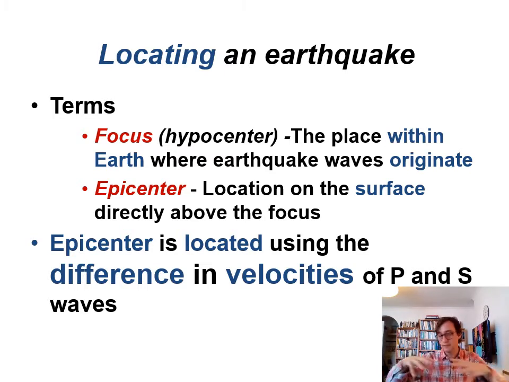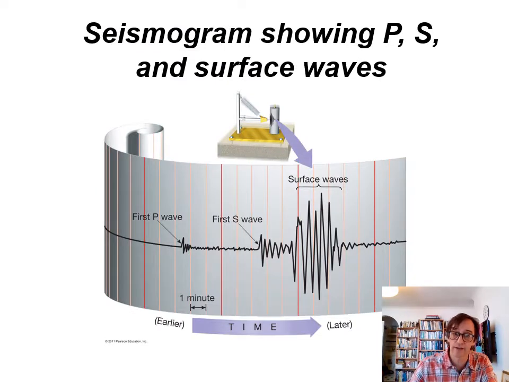Where did it occur? In the state of California, within China, within whatever country you're in. So the epicenter is located using the difference in velocities of the P and the S waves. So here's a seismogram reading, which is what a seismograph produces. Here it's a rotating drum, and here are the squiggles when the energy goes through. The vertical lines are each minute.